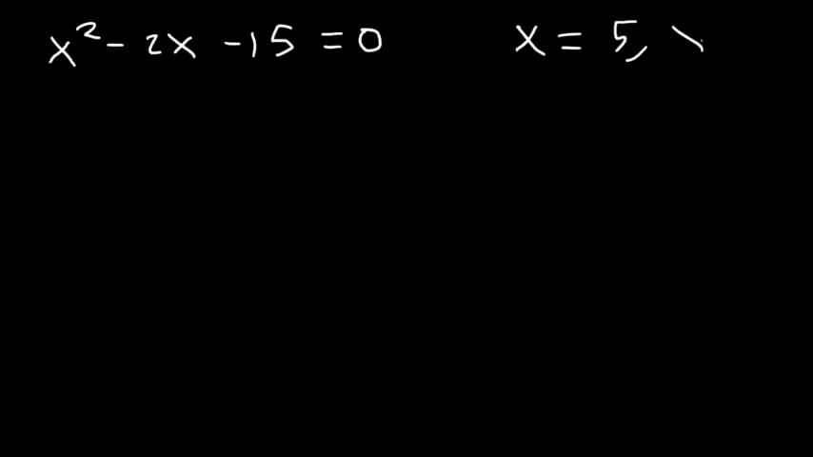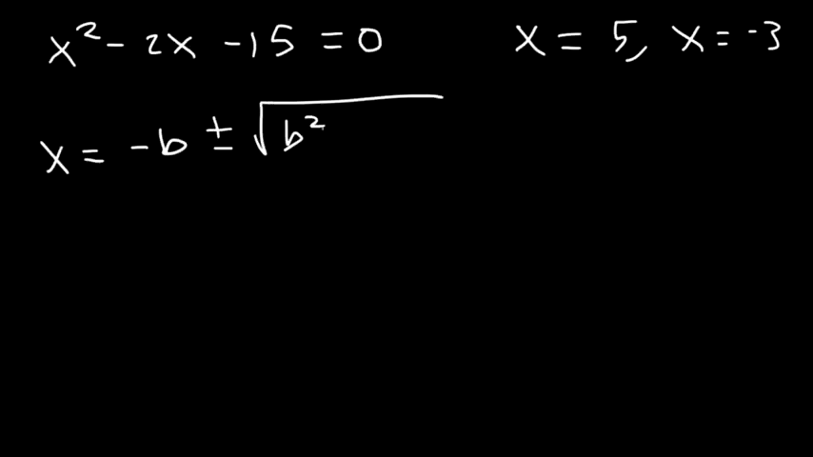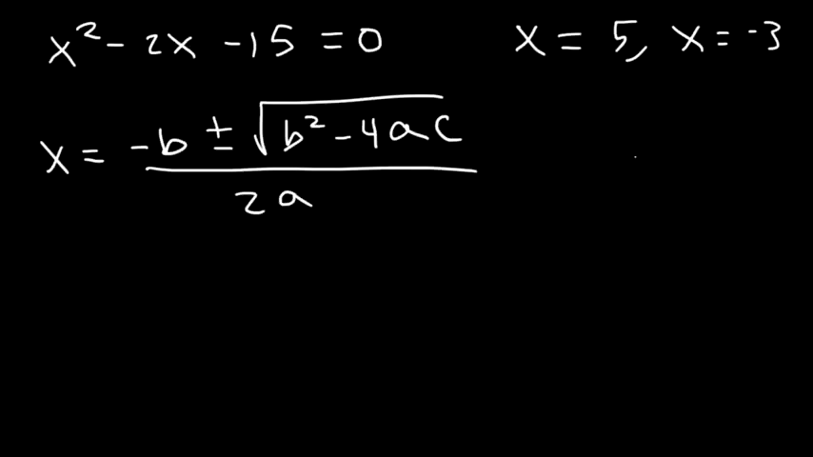Now let's get some of the answers to the quadratic equations that we had in the last lesson. So for this particular problem, when we factor it, we got a solution of 5 and negative 3 in lesson 10.2. But now let's use the quadratic formula to get those same answers. So x is equal to negative b plus or minus the square root of b squared minus 4ac, divided by 2a. That's the quadratic formula. And you need the quadratic equation in standard form.